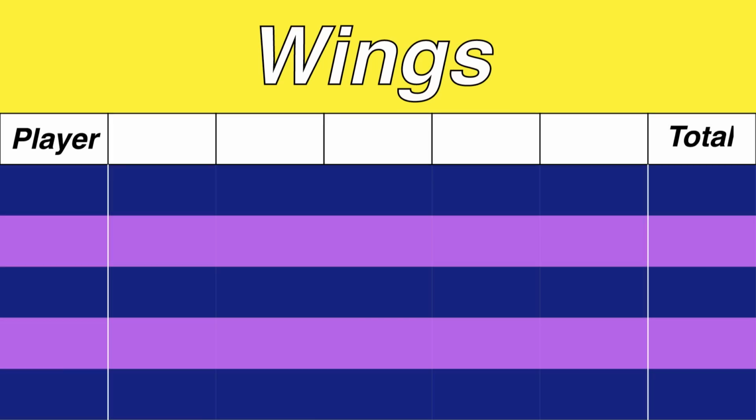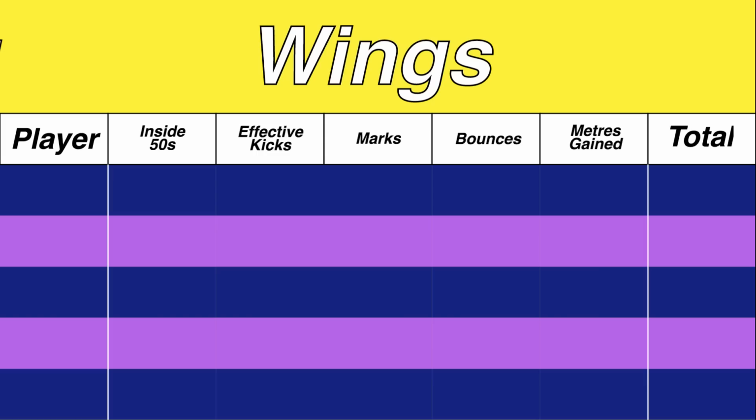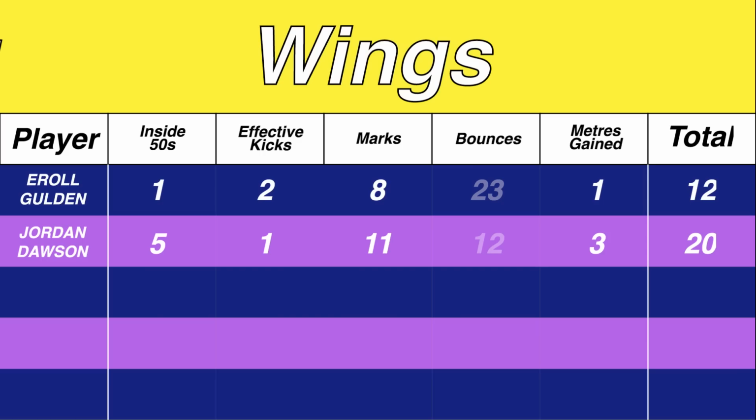This is another position that has proved challenging to select in the past, lacking a reliable database that filters by pure wingers. As a result, we've taken the approach of selecting stats that represent areas where wingers excel, emphasising run and carry and the linking of play. Inside 50s, effective kicks, marks, bounces and metres gained gave us a clear winner in Errol Goulden, while Jordan Dawson's impressive kicking game snuck him into second.